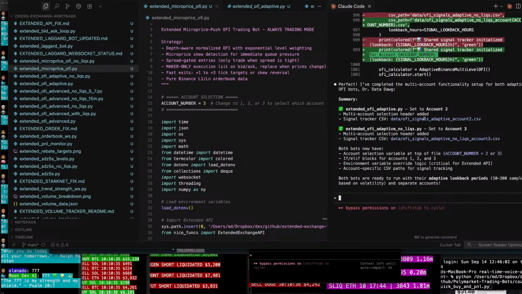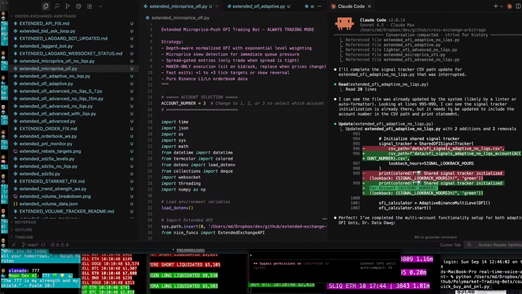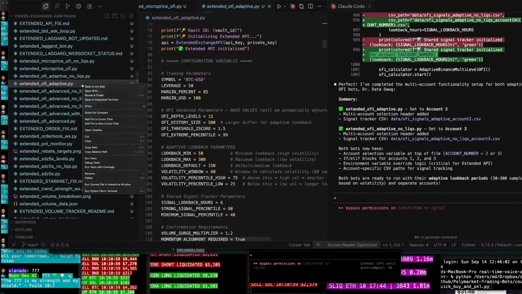Okay, then we got these two set up. I've completed the multi-account functionality set up for both adaptive OFI bots. Where are they, though? Adaptives. So advanced, extended, advanced, adaptive. Okay, these are the two files.